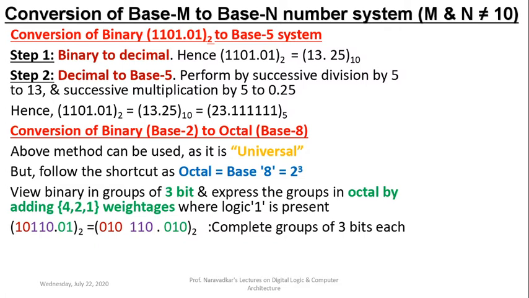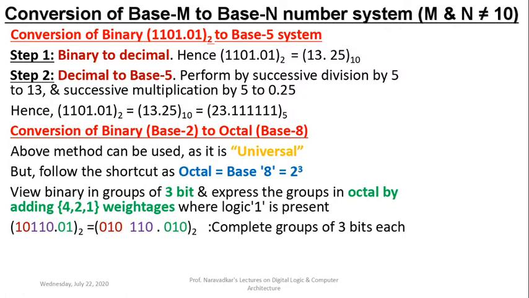On the right side of the binary point, 0, 1 means only two significant digits are there. In order to complete the group, one 0 will be appended on the right side. So 0, 1, 0. That way we have complete groups of 3 bits each. And after completion, we have to add those weightages. Now you will understand how to add those weightages.